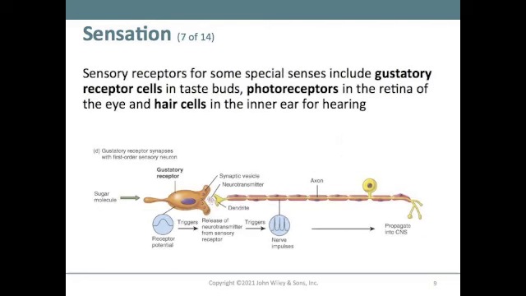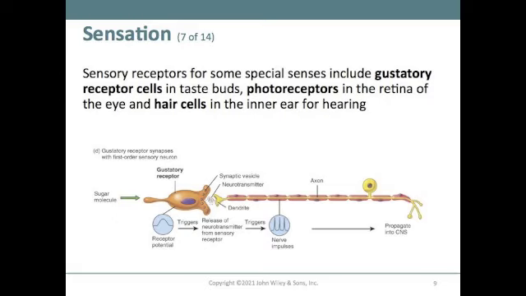And this next cartoon is the same figure, same page. Sensory receptors for some special senses are specialized separate cells that synapse with sensory neurons. These include hair cells for hearing and equilibrium in the inner ear, gustatory receptors in the taste buds, and photoreceptors in the retina of the eye for vision.